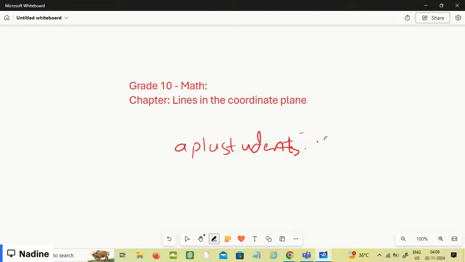Then you have to select math from the subject tab, scroll down to grade 10 math, and then click on view all lessons. There you can find the list of the chapters. We're going to start with the chapter lines in the coordinate planes.